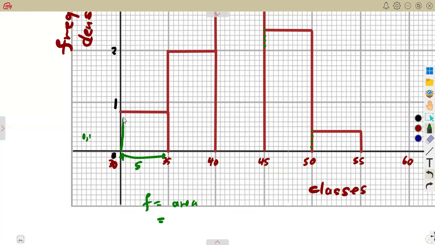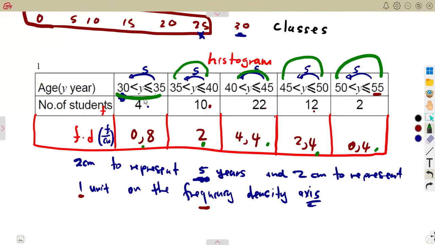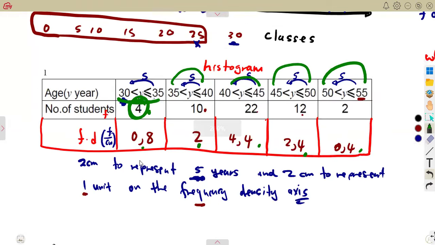From 0 going up, the number there is 0,8. So the area, if you multiply this 5 times 0,8, that is the one that we are talking about. That is supposed to give us the frequency, and that was supposed to be a 4. Let's check: what is the frequency of the first class? The number of students is 4. It is giving us that. The area. So they can give you a drawn histogram like that.